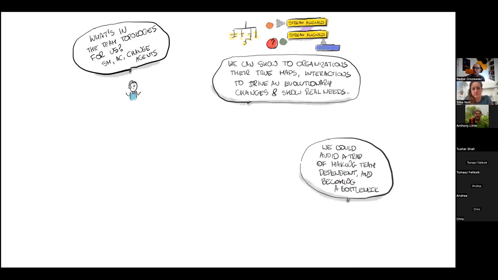Second, I would say an even more down-to-earth example of how team topologies could help us is that we could avoid the trap of making a team or teams dependent and becoming a bottleneck by helping them.